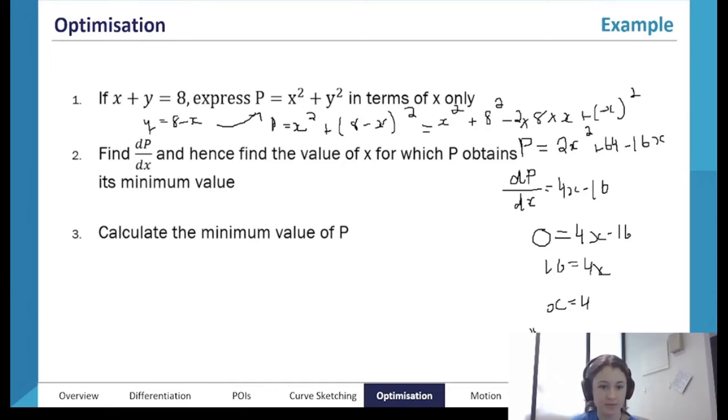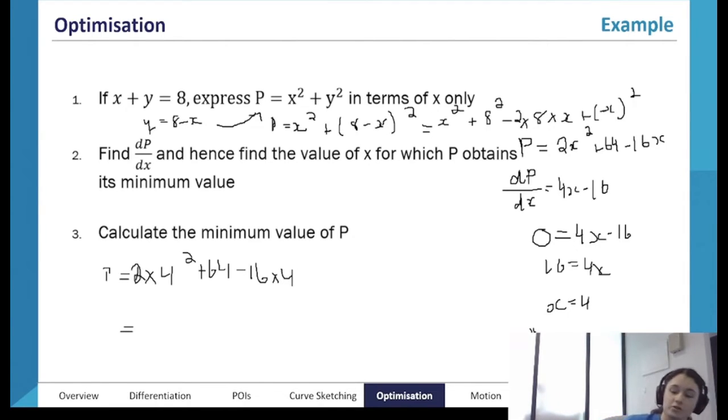Okay, now we need to calculate the minimum value of p. So all we need to do here is sub in our x value for p. So we're going to have p equals 2 times 4 squared plus 64, take 16 times 4. If you can do that in your head, I'm very happy for you. You probably could. Actually, I'll show you guys how to do it in your head, just because practicing tech-free really is an important tip, which I'll get to in the end.